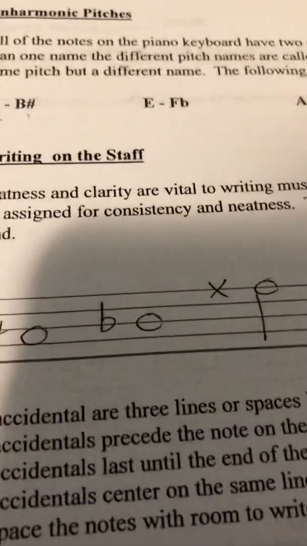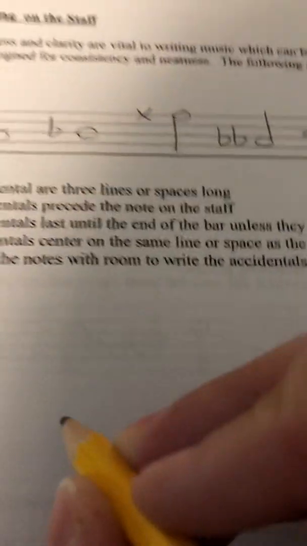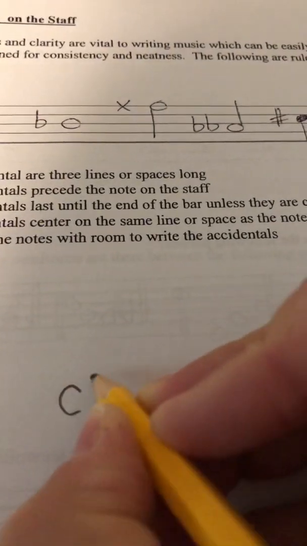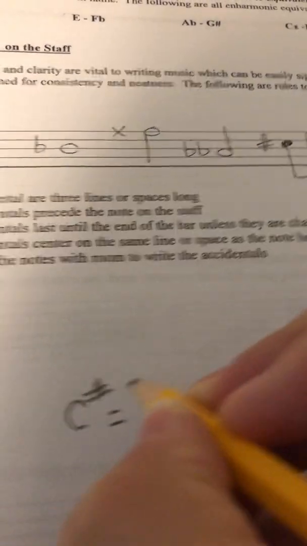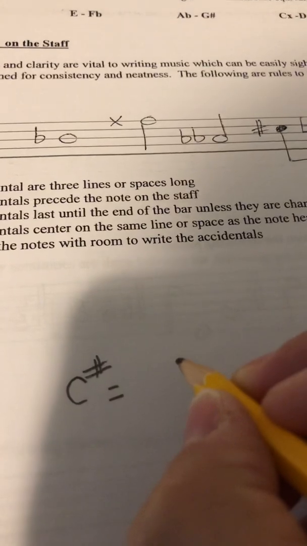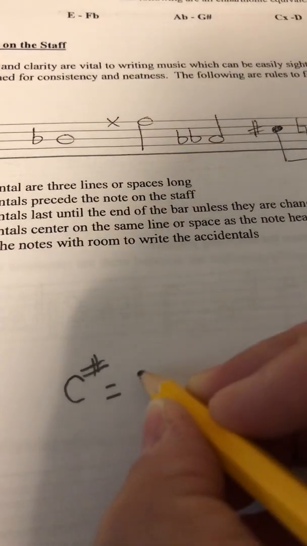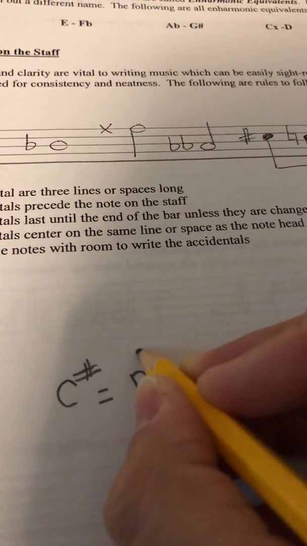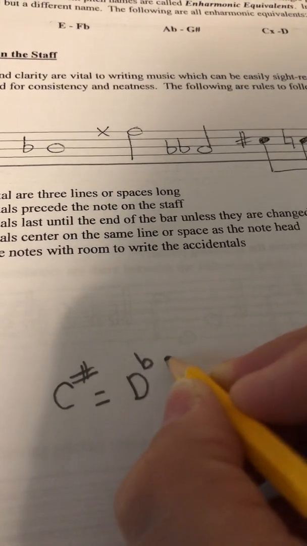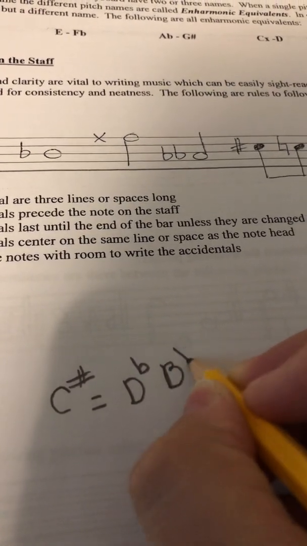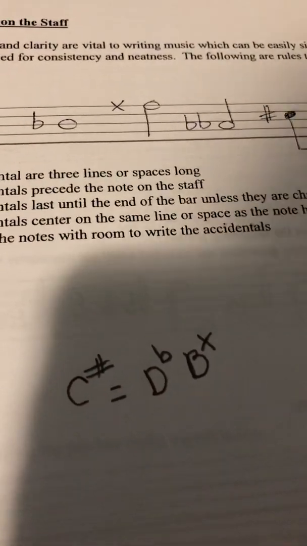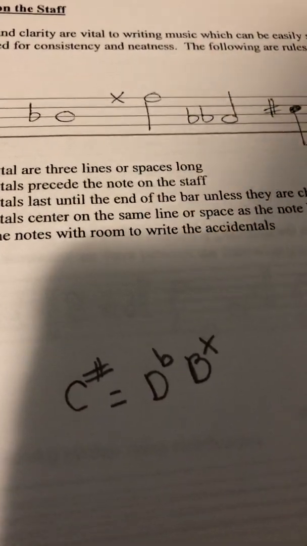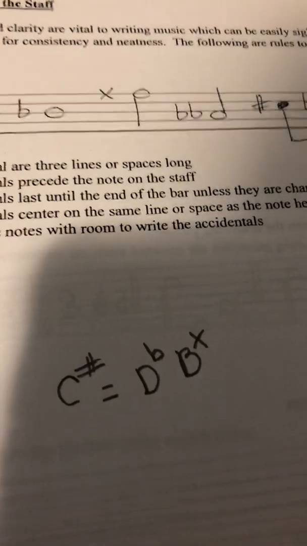Pretty cool. So I might give you a note name and say, okay, please list all the enharmonics for C sharp. So it would be D flat and B double sharp. Okay, so that's how you'd answer that. Or I might draw the note C sharp and ask you to draw the enharmonic notes, okay?